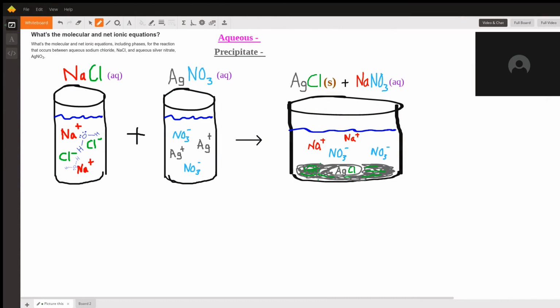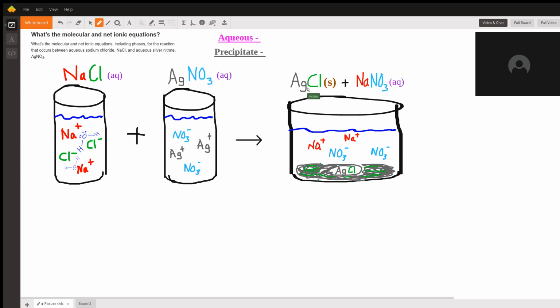So here we have a precipitation reaction. Let's talk about the different kind of equations we can pull out of that. What's the molecular and net ionic equations if we take aqueous sodium chloride, the NaCl, aqueous phase, and aqueous silver nitrate, and see what they become.